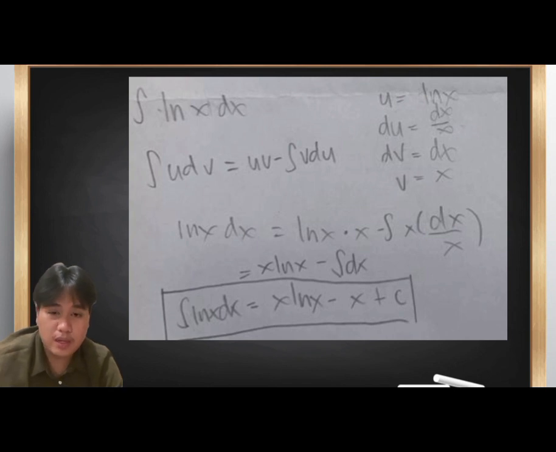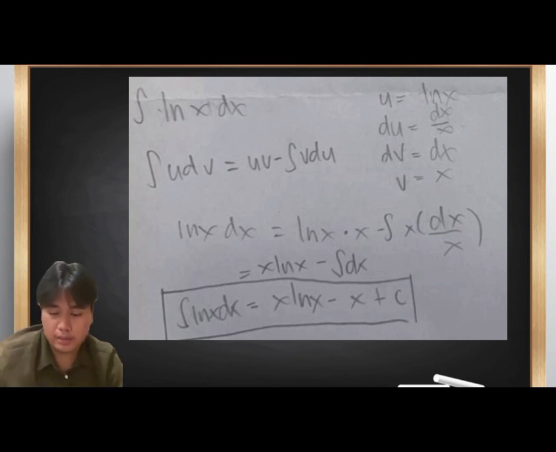So u equals ln x, and du, the derivative of u, is dx over x. And dv equals dx, and the integral of dx, v, is equal to x. Now we substitute. u is equal to ln x, and v is equal to x, times, minus the integral of v, which is x, times du, which is dx over x.